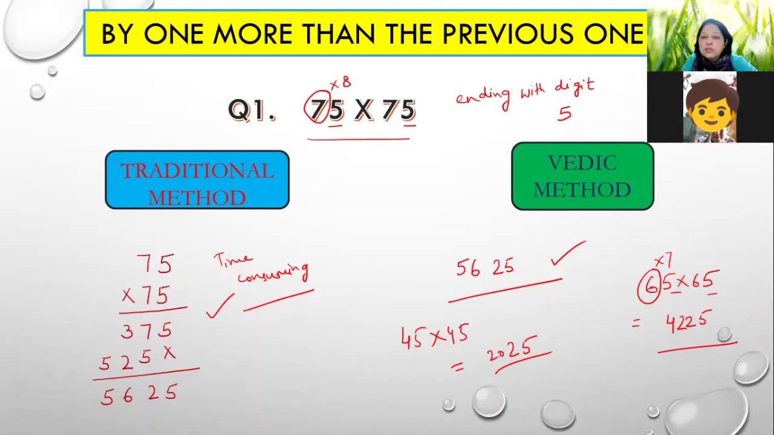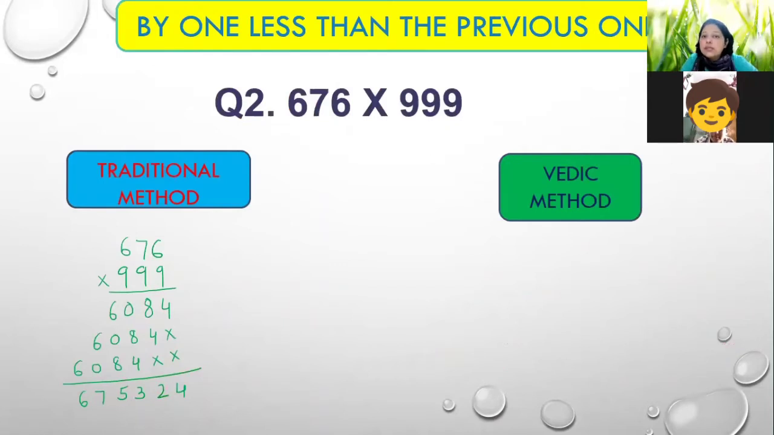Okay, now see the next question which was there in your quiz. 676 into 999. See, this is our normal method. With the normal method, 20 seconds is not possible. Now see the Vedic method. 676. How many nines here? 3 nines. And how many digits here? 3 digits. So this trick is applicable when the number of nines and the number of digits are the same. And the trick says by one less than the previous one.